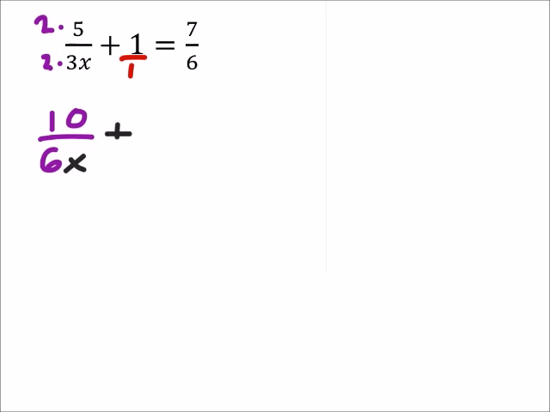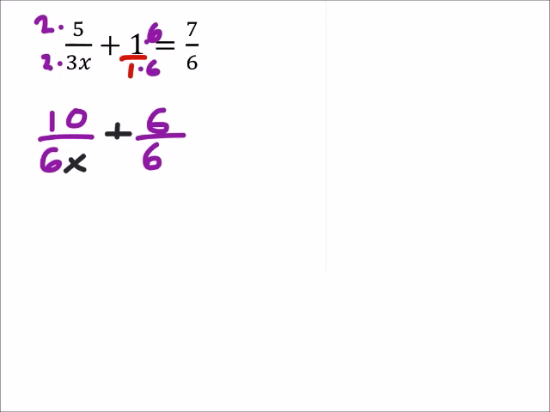And then I'm going to add this to 1 over 1. So right now the denominator is 1, but I want it to be 6. So I would multiply the 1 by 6, and this 6 as well. Now, if I divided them, I'd have 1, right? But I'm just focusing on the denominator. So right now I've got 6 over 6, okay?